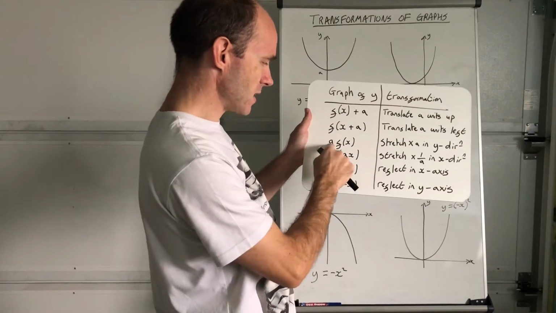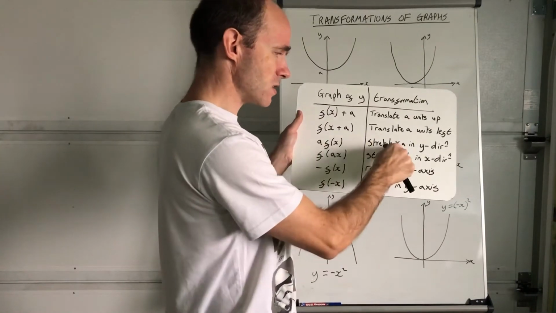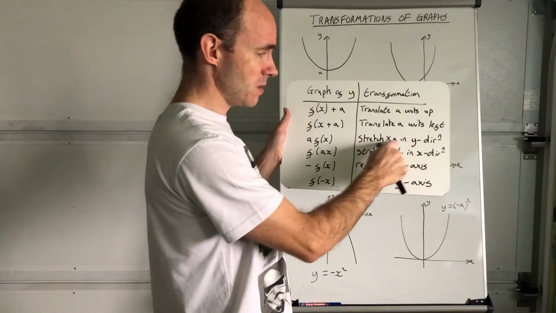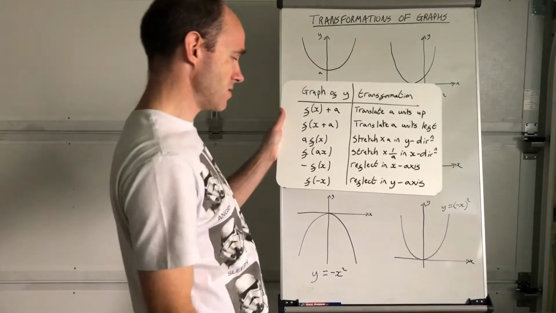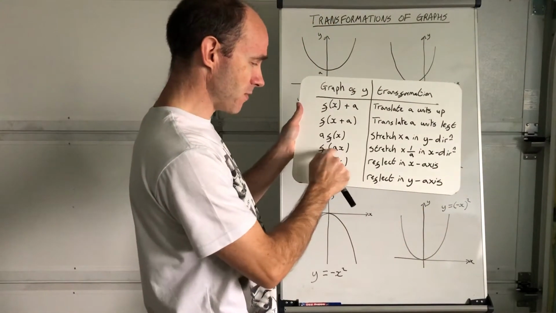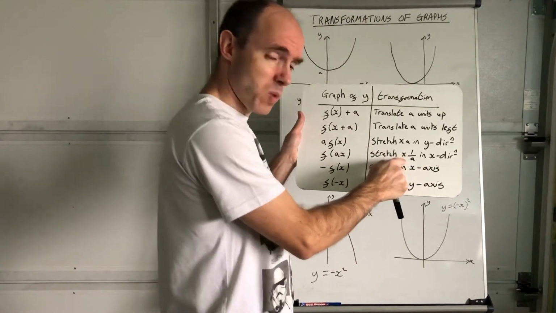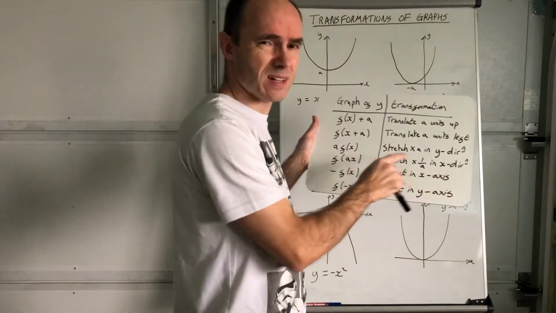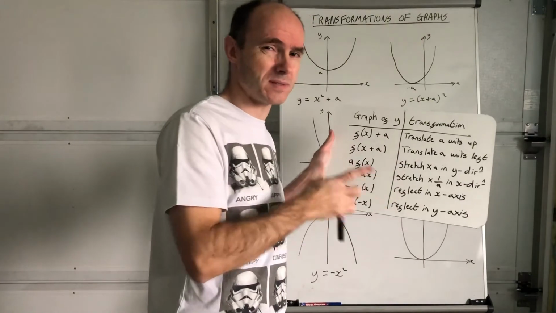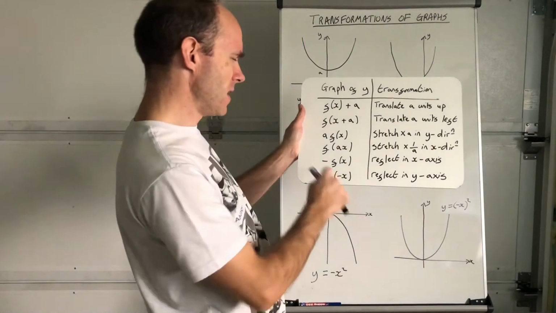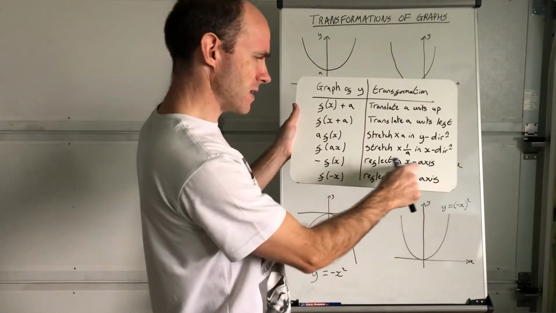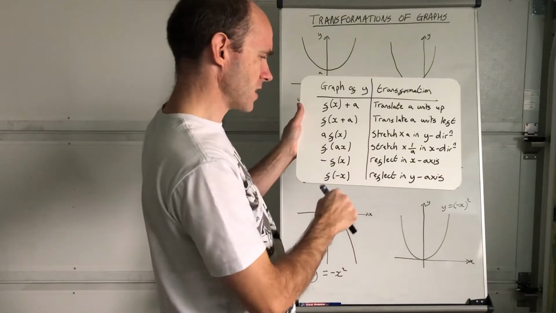A times f of x, where a is in front of the bracket, is a stretch multiplied by a in the y direction, so stretch factor a in the y direction. When the a is in the brackets, f of ax, that's a stretch of 1 over a in the x direction. A bit difficult to get to grips with, but I'll do my best in this video. Negative f of x is a reflection in the x-axis, f of negative x is a reflection in the y-axis.